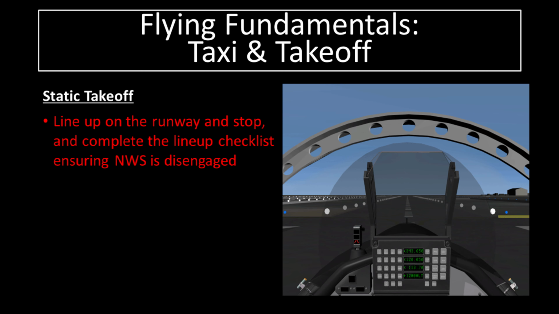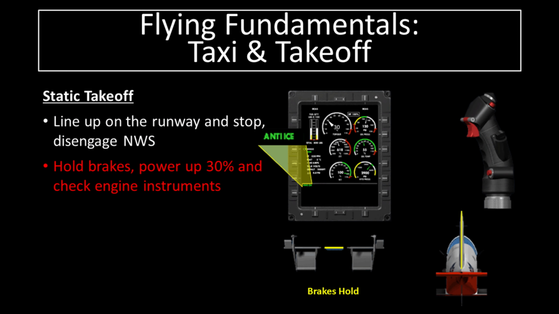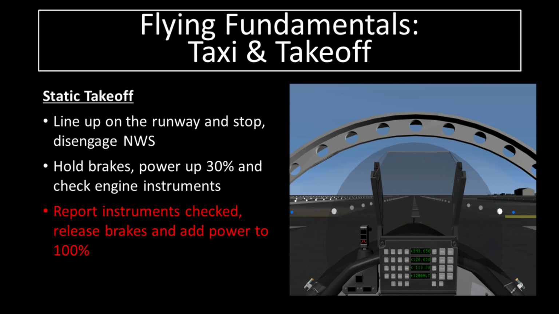Complete the lineup checklist and verify the nose wheel steering is disengaged. Hold the brakes, set the PCL to 30% torque, pull back on the control stick to a neutral position, maintaining any necessary crosswind inputs, and verify the engine instruments. Once this is done, release the brakes and smoothly move the PCL to max within 2 to 3 seconds. Anticipate the need for right rudder as the engine spools up and maintain directional control with rudder.